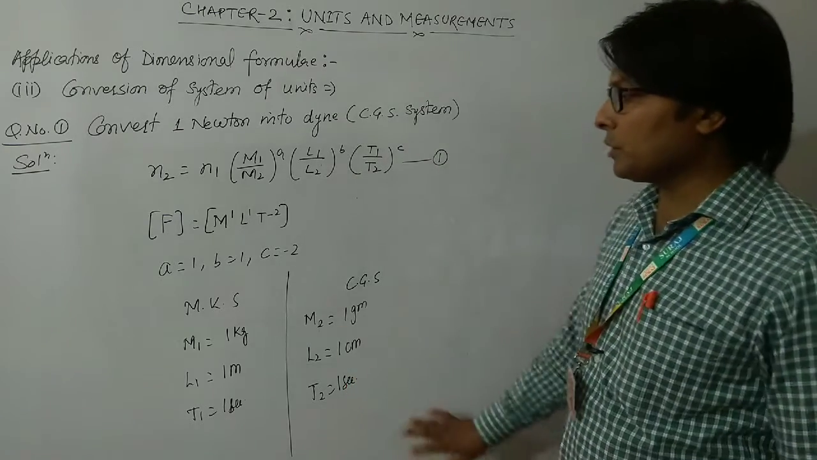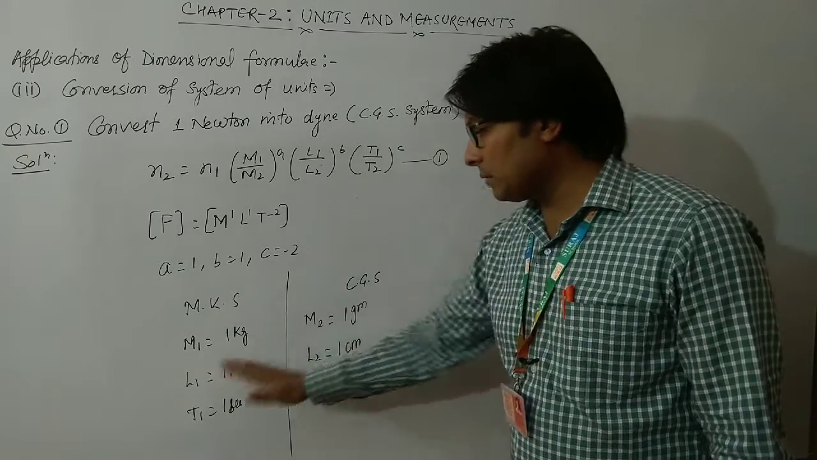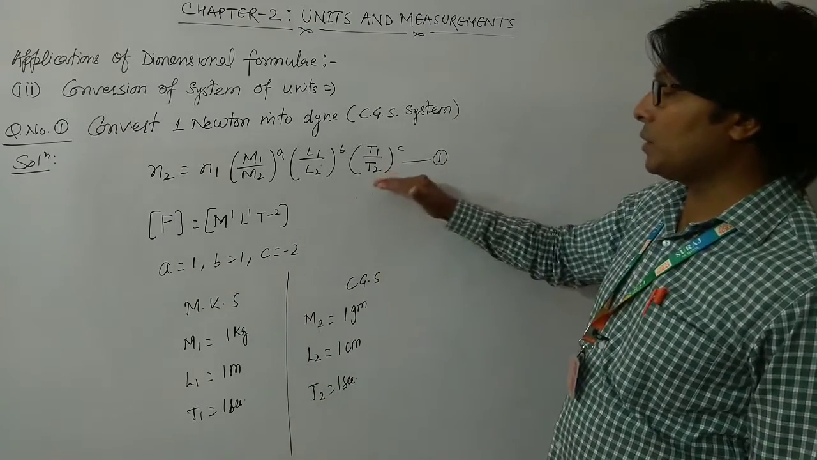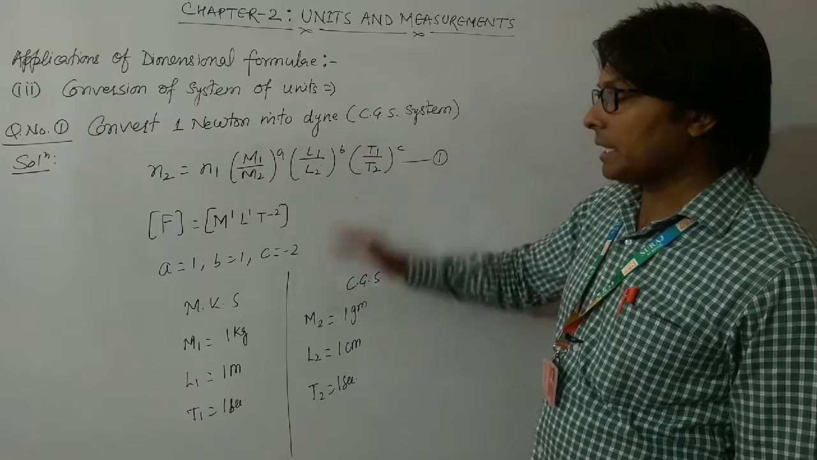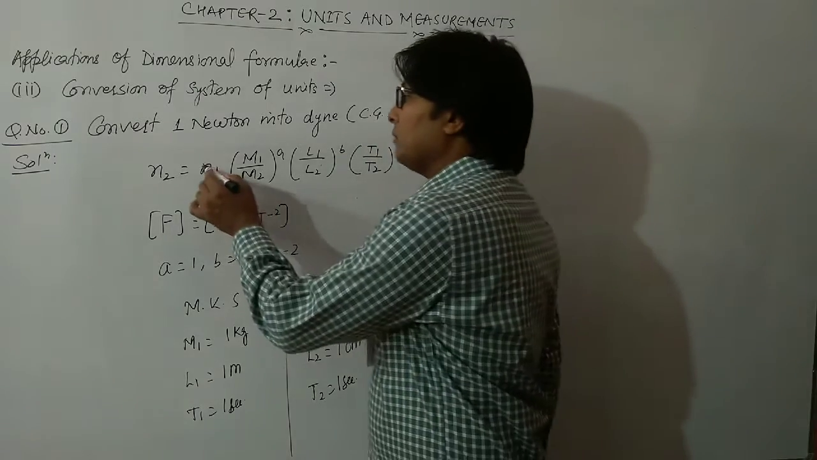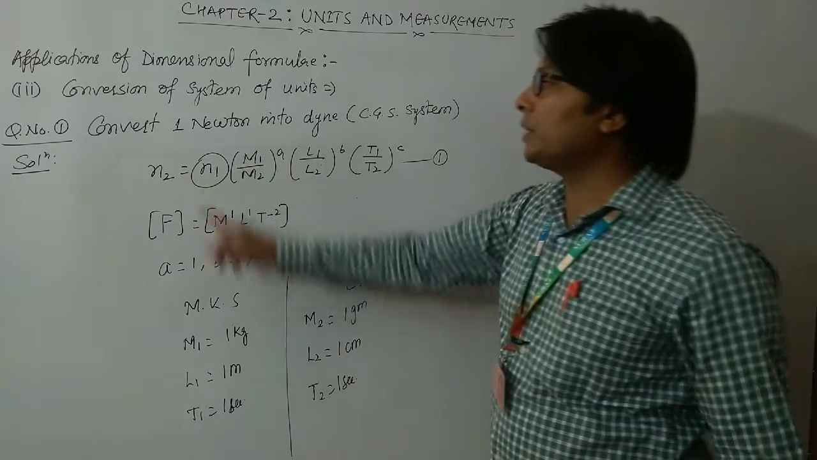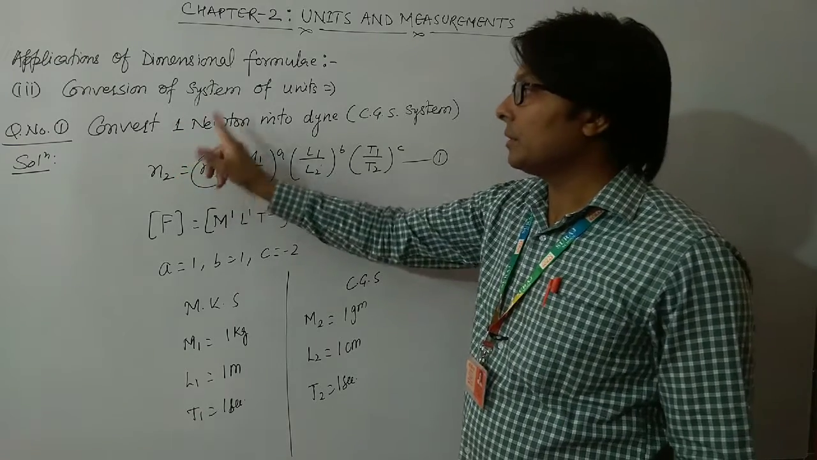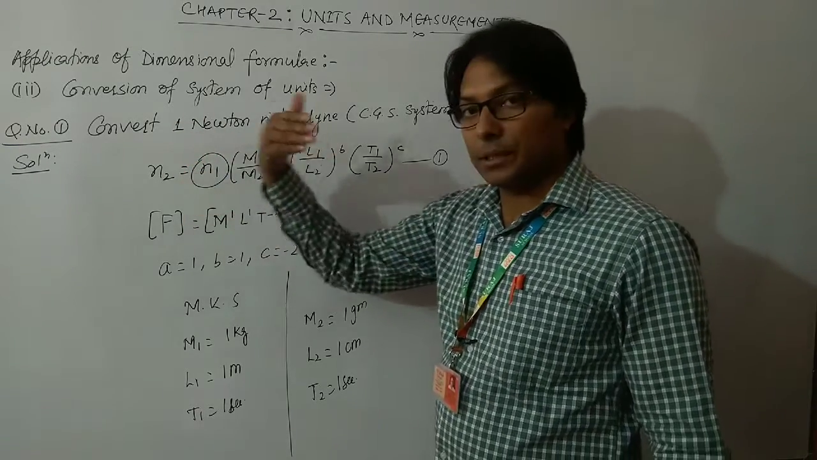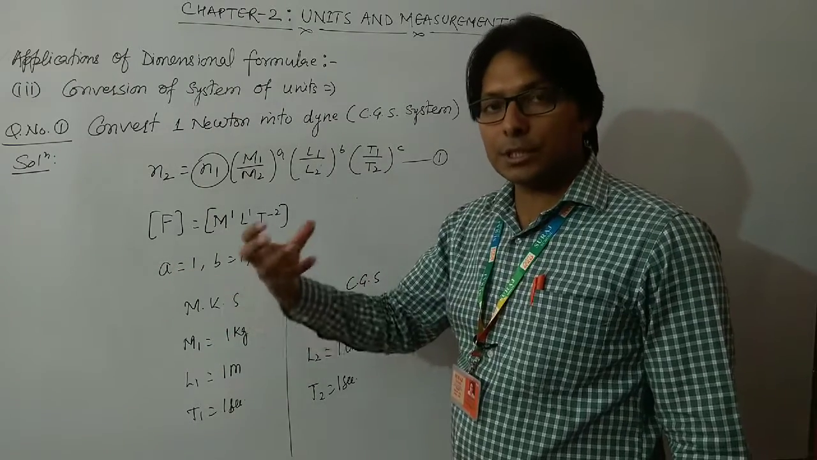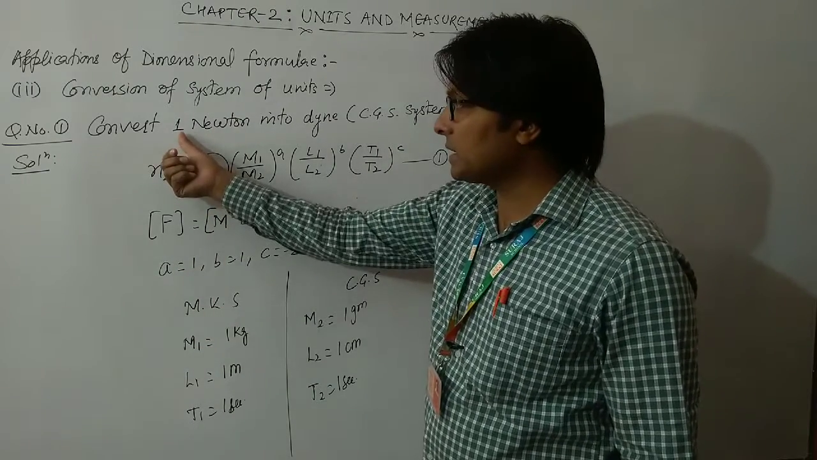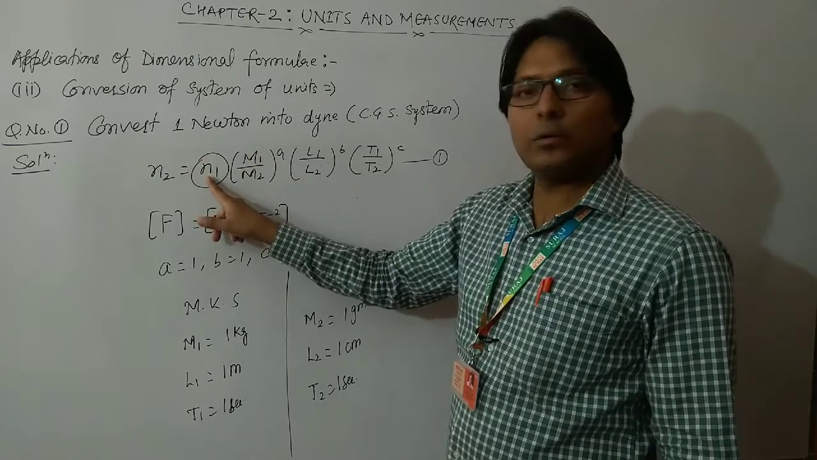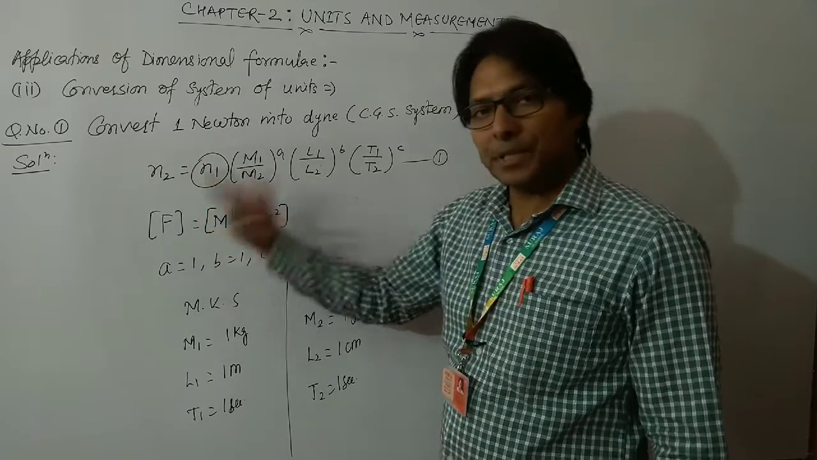So now we will put the values of m1, m2, l1, l2, t1, t2 and a, b, c in equation first. What is the value of n1? n1 is 1 newton, because this is the magnitude of force in newton, or we can say the first system of units, and it is given as 1 newton. Suppose we have to convert 10 newton, then the value of n1 will become 10 newton.